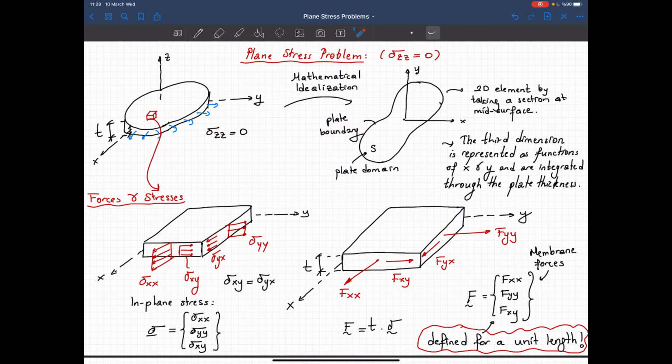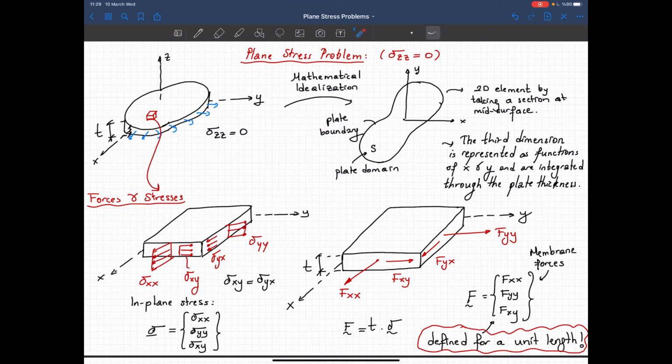Usually the labeling of these stresses is as follows. The first component represents the face, so this stress is at the face X and the direction is X. Now these are the stresses. Now I need the relationship between the force and stress. The forces are simply calculated by multiplying the stresses by the thickness of the member. But remember that these are not the forces that we are used to in one-dimensional elements.